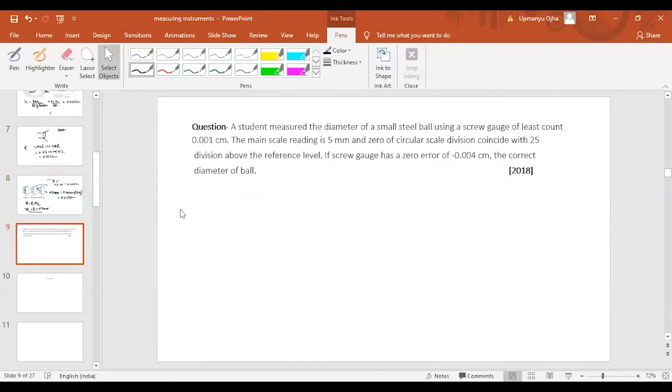Now let us do this problem here. You can read the problem and I'll give you 2 minutes to solve it. A student measured the diameter of a small steel ball using a screw gauge of least count 0.001 centimeter. The main scale reading is 5 millimeter. The zero of the circular scale coincides with 25 divisions above the reference level. If the screw gauge has a zero error of minus 0.004 centimeter, find the correct diameter of the ball. Solve it now.